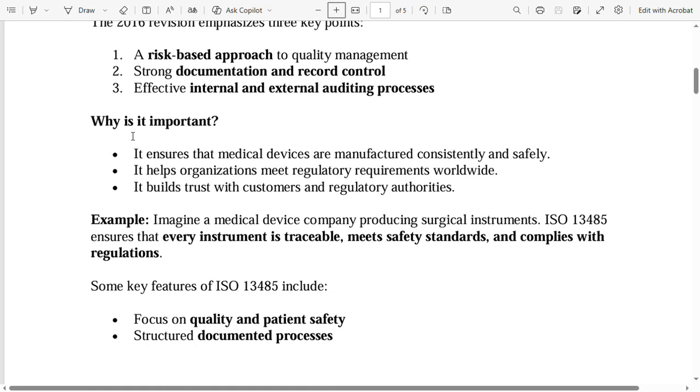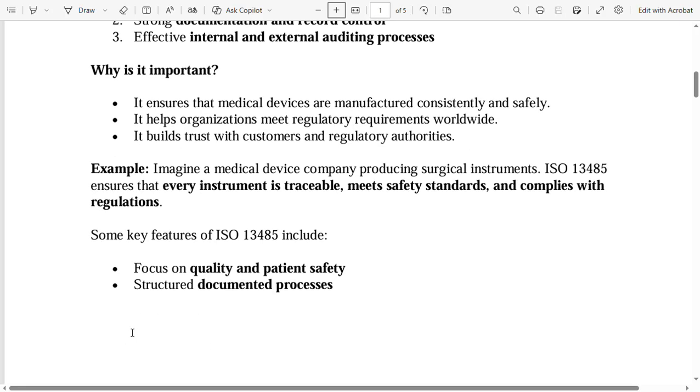Why is it important? It ensures that medical devices are manufactured consistently and safely. It helps organizations meet regulatory requirements worldwide. It builds trust with customers and regulatory authorities. Example, imagine a medical device company producing surgical instruments. ISO 13485 ensures that every instrument is traceable, meets safety standards, and complies with regulations.